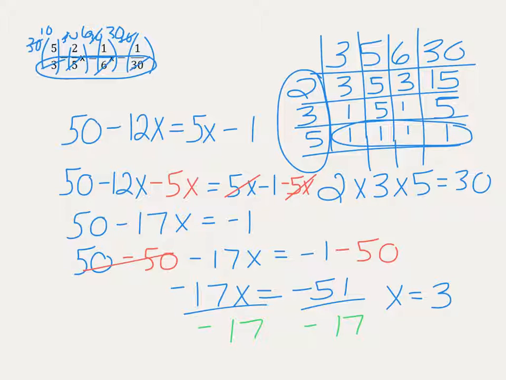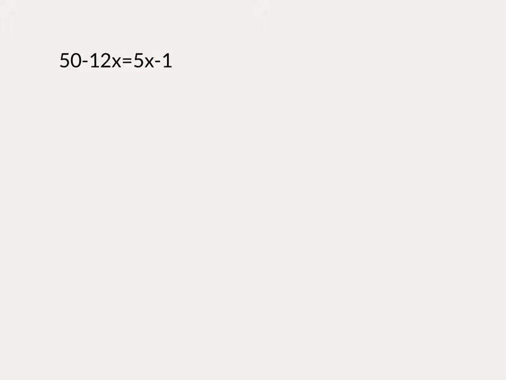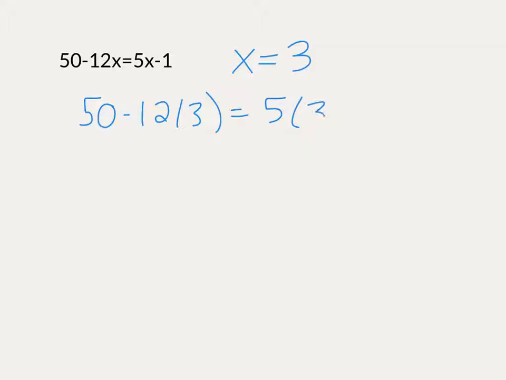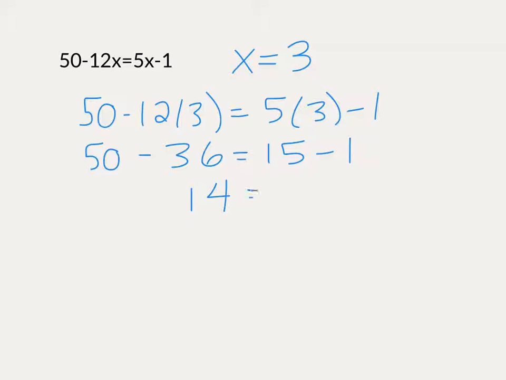We're pretty sure that we are correct, but we want to make sure that we verify. So to verify, we're going to bring ourselves back to the equation that we had after we eliminated our fractions and substitute x is equal to 3. We're going to have 50 minus 12 times 3 is equal to 5 times 3 minus 1. So we have 50 minus 36 is equal to 15 minus 1. 50 minus 36 is 14. 15 minus 1 is 14. And we have verified that, in fact, x is equal to 3 is the solution.